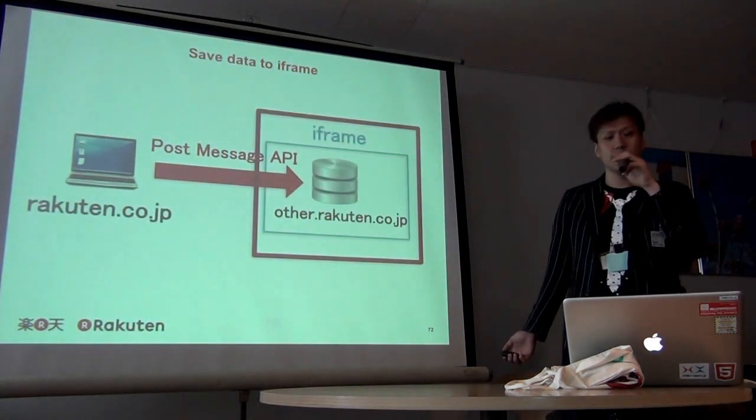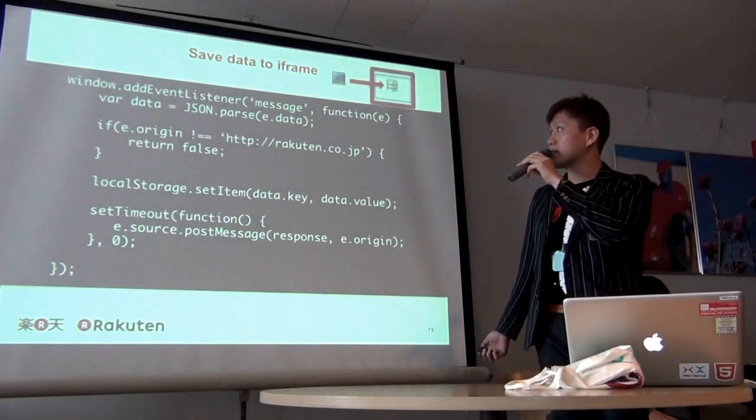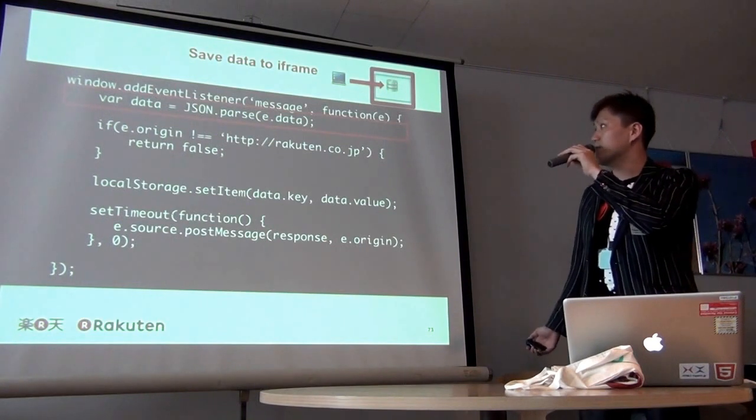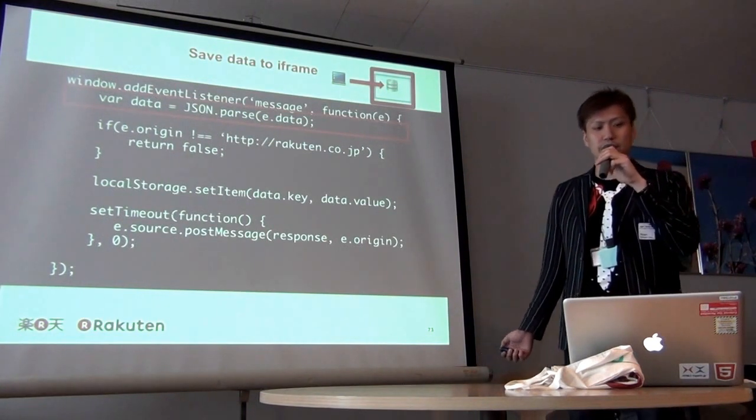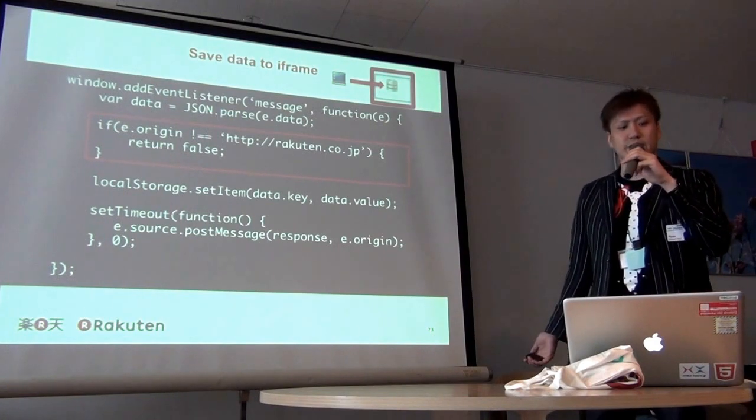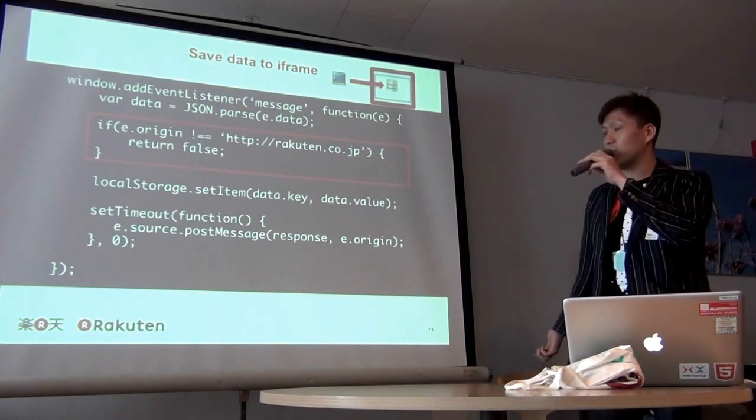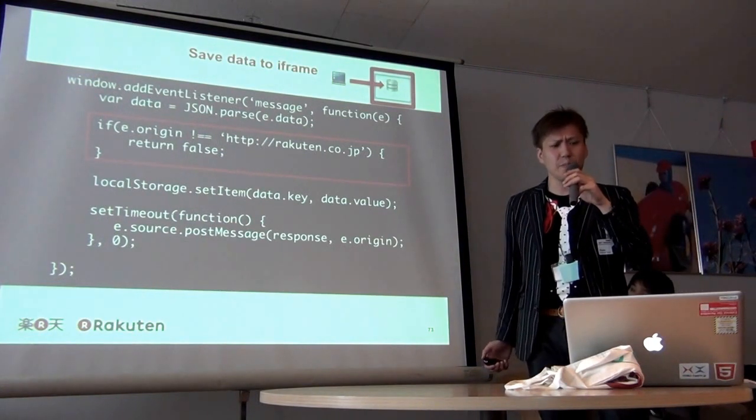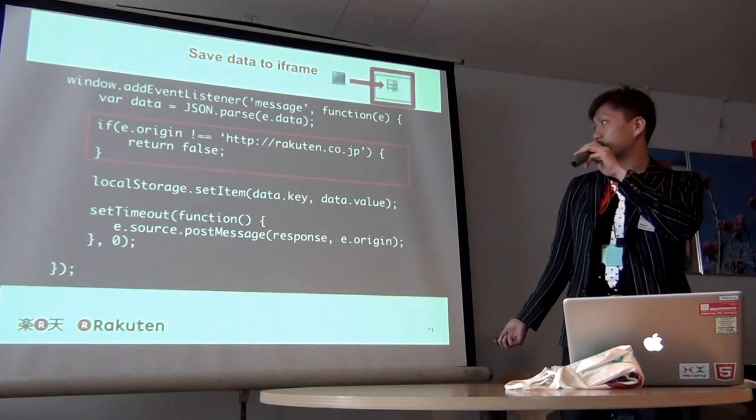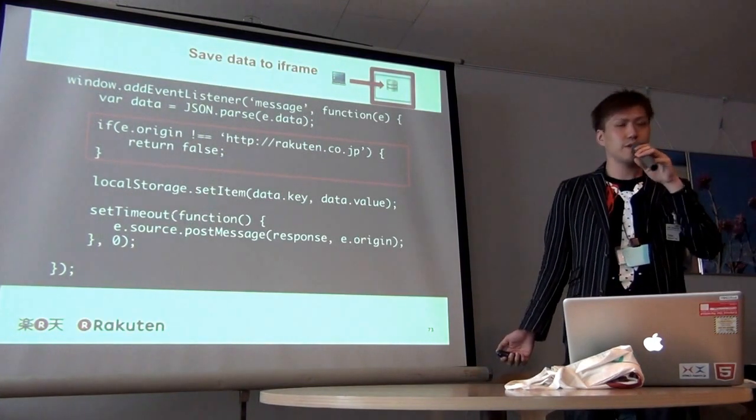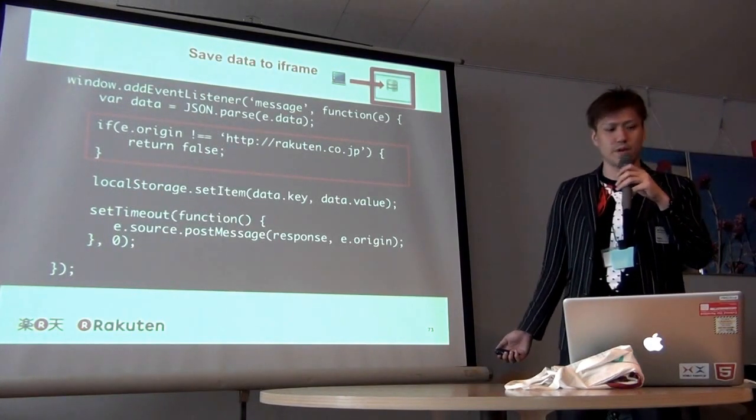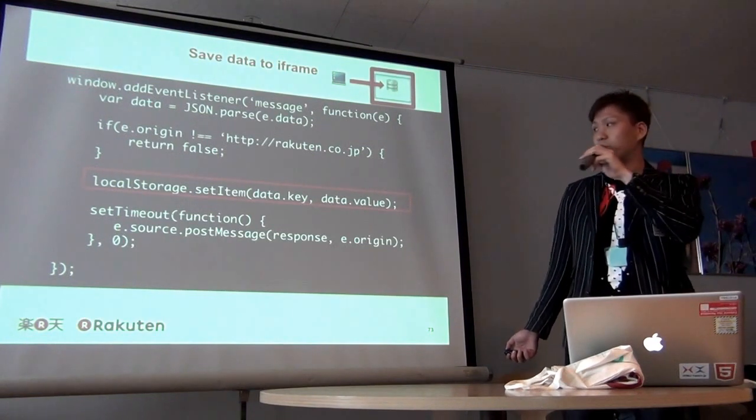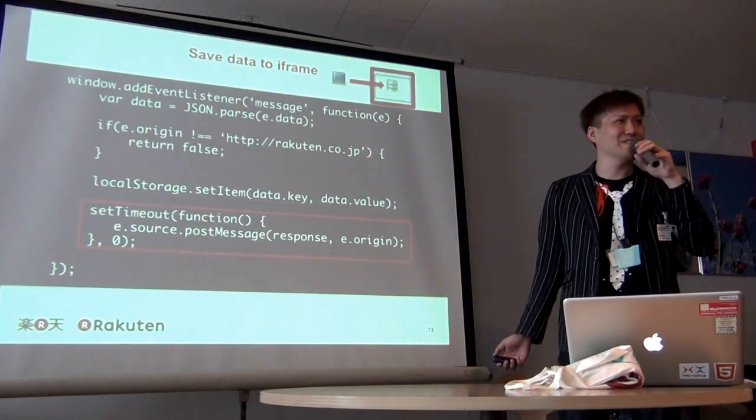And next, the iframe's source code. First, set a message event on the window object and get data from the event object. And check whether the message event's origin is your main website or not. It's so important because if you don't do it, everyone can get your website's web storage data. So don't forget. And set data to the web storage of the iframe. And finally, return response data if you need.